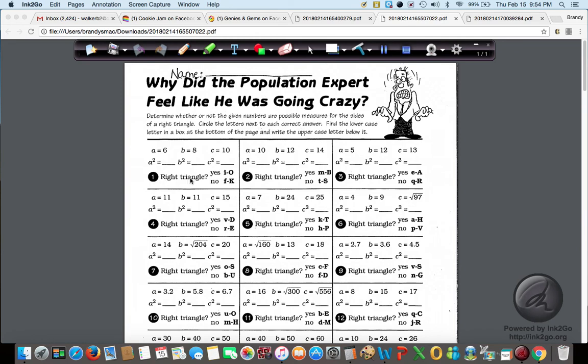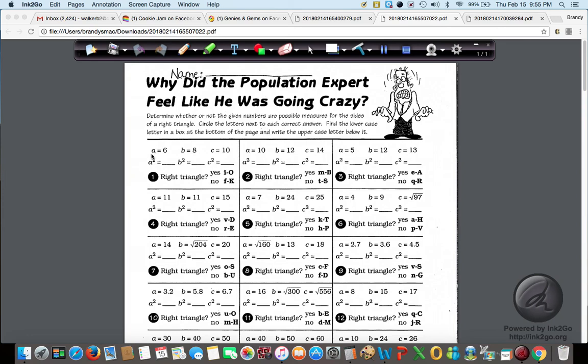So, is it a right triangle? If so, you would circle yes, little i, capital O. If not, you would circle no, little f, capital K. Find the lowercase letter in the box at the bottom of the page and write the uppercase letter below it. So let's take a couple examples and then you can do the rest on your own.